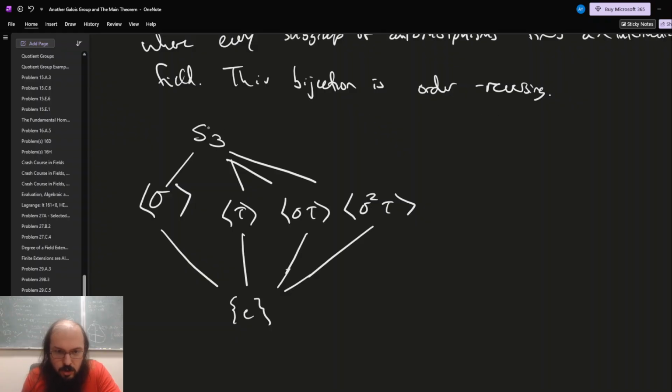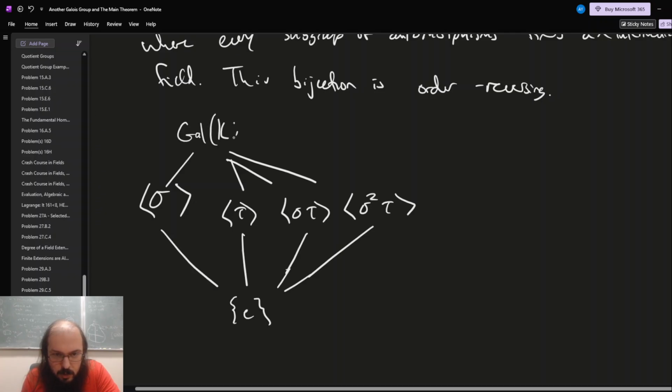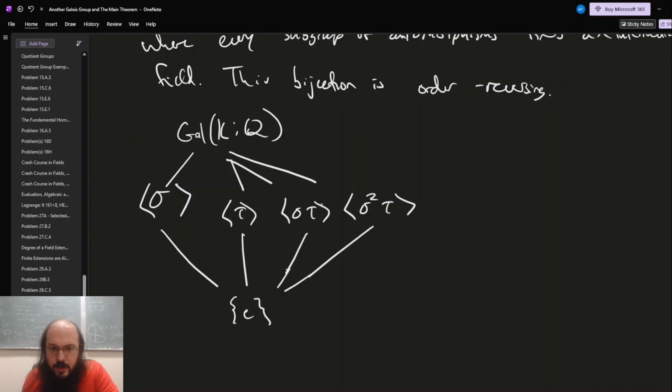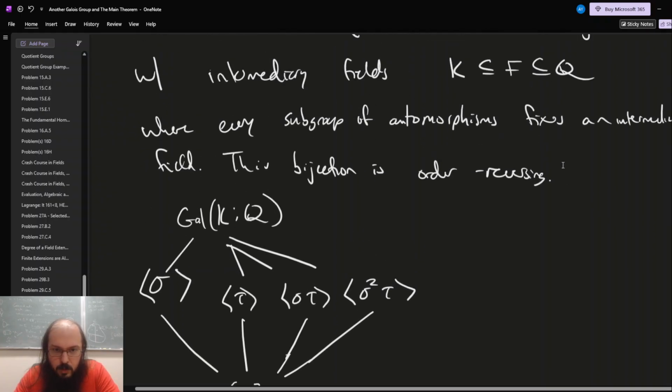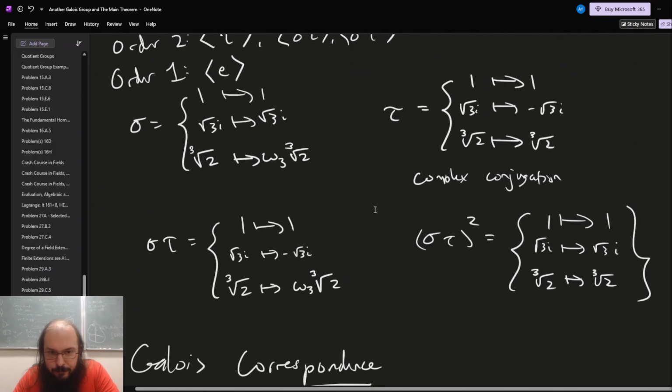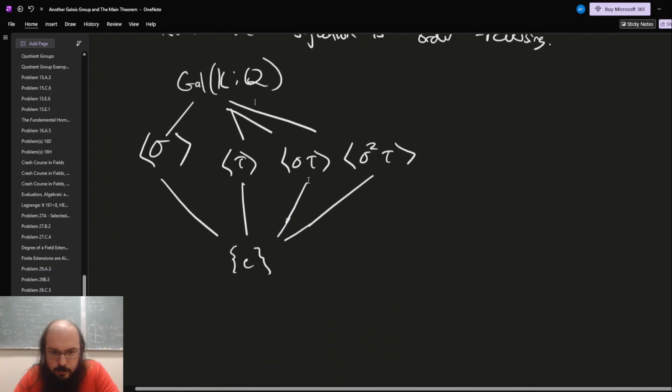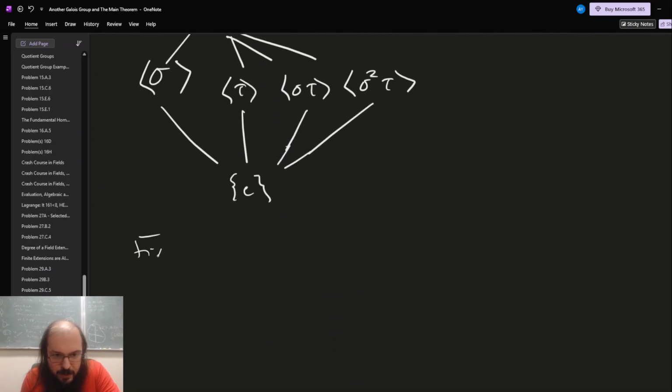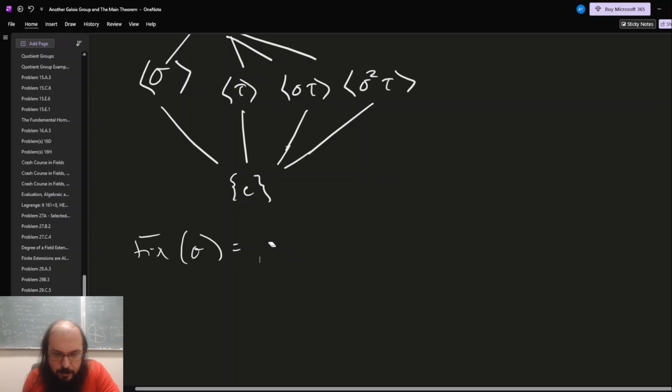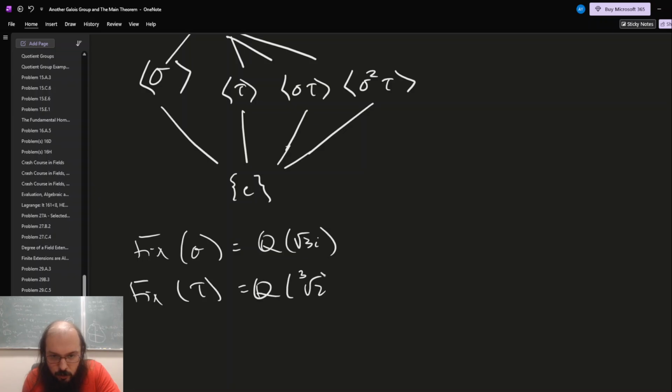Because we can just as easily change this S3 to Gal(K/Q), where K is our specific group. And now let's take a look at the fixed fields. Well, sigma, we said fixes square root of 3i. So we could write that the fixed field of sigma is generated by square root of 3i. The fixed field of tau is Q adjoin the cube root of 2.